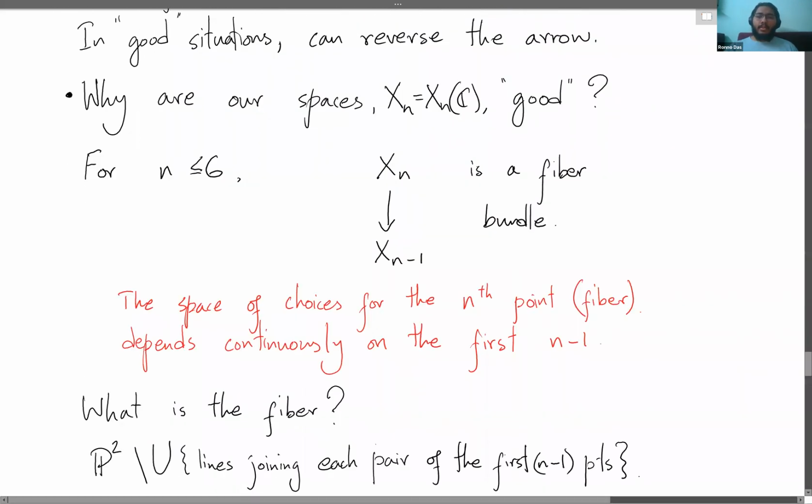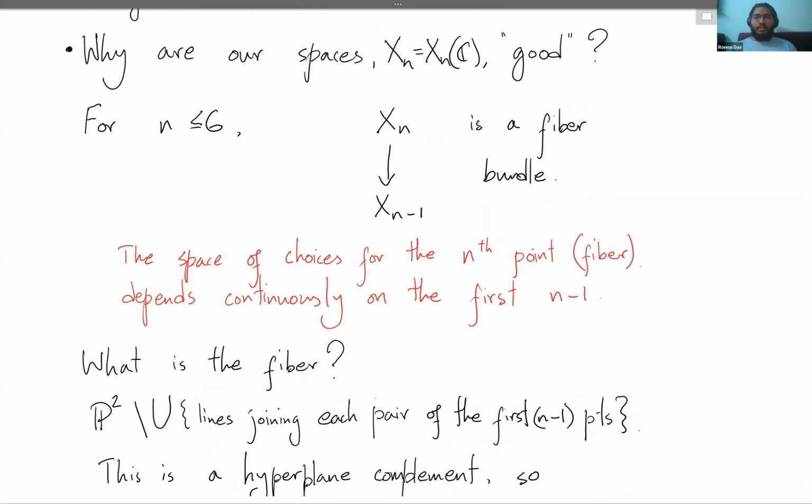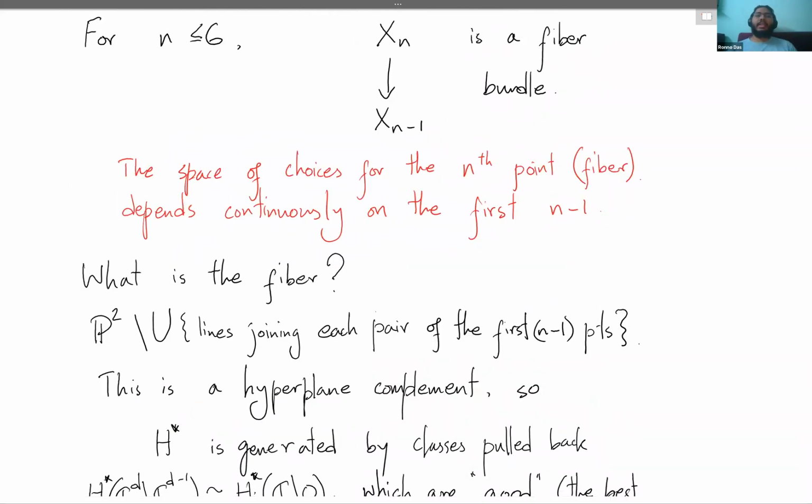So that's not quite enough. We also know what the choice of nth point is given the first n minus 1, where n is at most 6. Well, it's exactly the projective plane and then you cut out all the lines that you already have from the first n minus 1 points. If my nth point is not to be collinear with any pair of the first n minus 1, then that's exactly saying it's not lying on one of those lines. So you're taking the plane and cutting out some lines. Lines in the plane are hyperplanes, so this is a hyperplane complement.